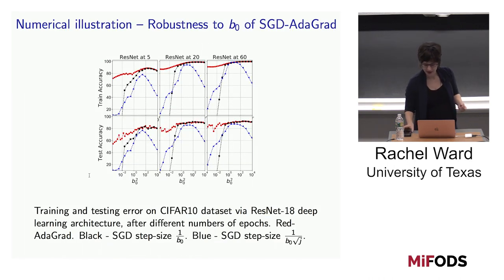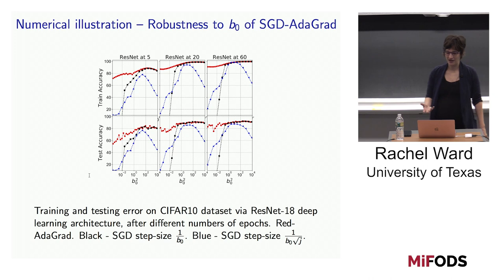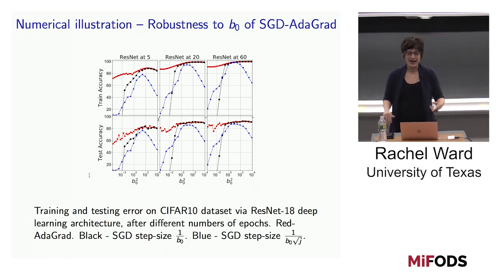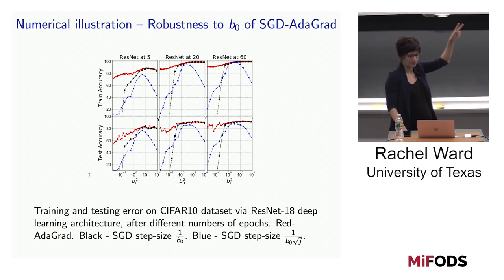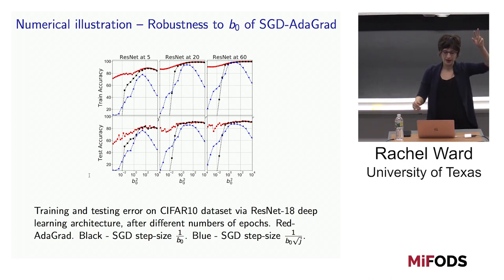I know that I'm a little bit short on time, so now I'm going to go straight to some numerical results for a situation that our theory does not cover, which is employing this AdaGrad algorithm with stochastic gradient descent on deep neural networks. Now it's a different setting because neural networks are not smooth. Let me just tell you what this is: training accuracy in the top row. When training accuracy is 100, that means that we've reached a global minimum of the loss function, because that means our loss function is equal to 0.